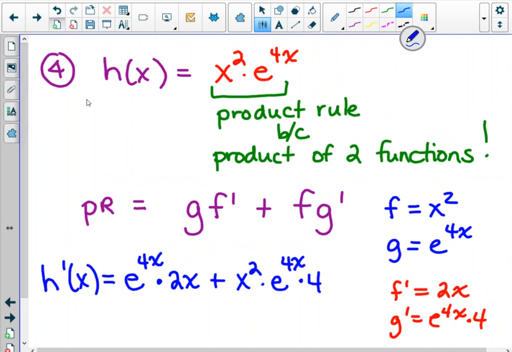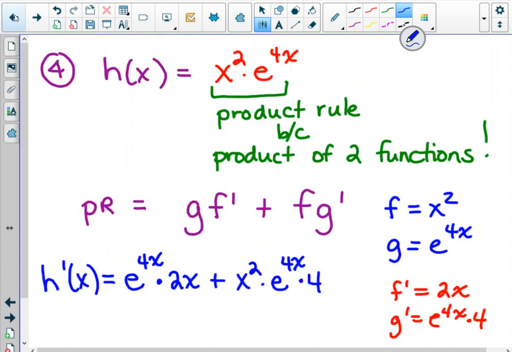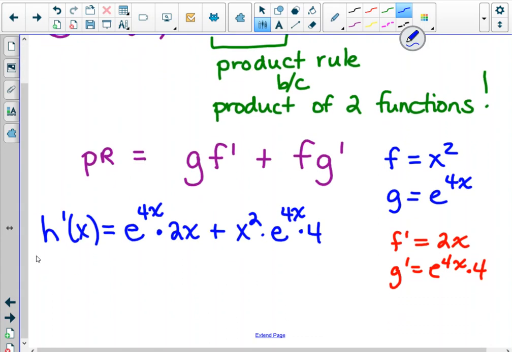Yes. So when we get the e to the 4x back there, we'll never need to simplify that, right? Like, I don't need you to simplify that. No, we do not need to simplify that. If, you know, there are ways you could factor a 2 and an x and an e to the 4x out of that, and you could write that if you wanted to.